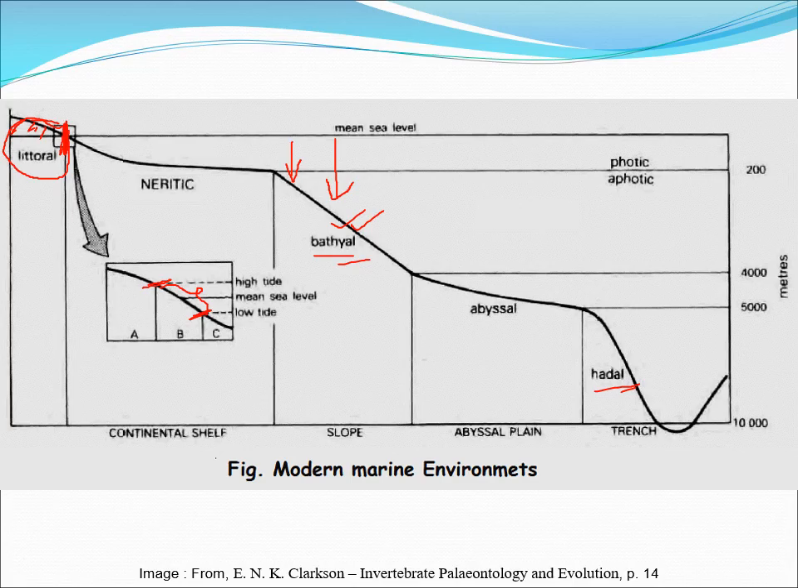Littoral zone, that is the continental and ocean body junction part. The continental shelf, that is the neritic zone. Continental slope, that is the bathyal zone. Abyssal plain, that is the abyssal zone. And the deeper oceanic trench part, that is known as the hadal zone.